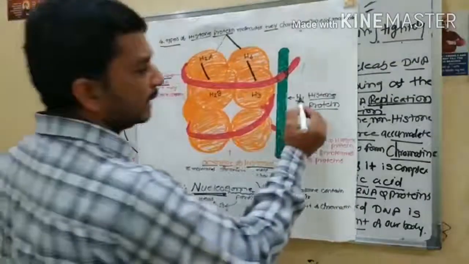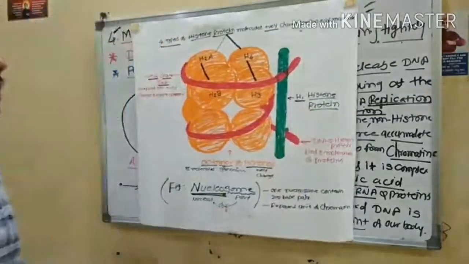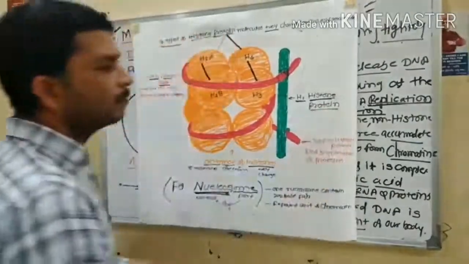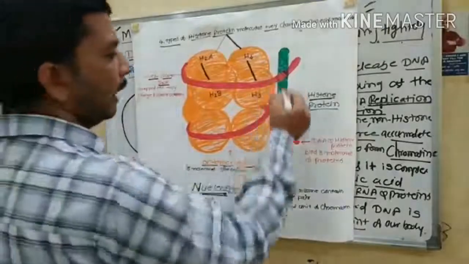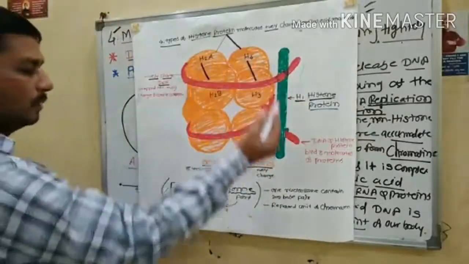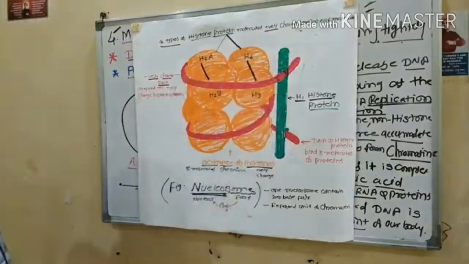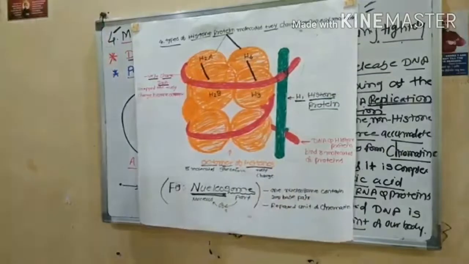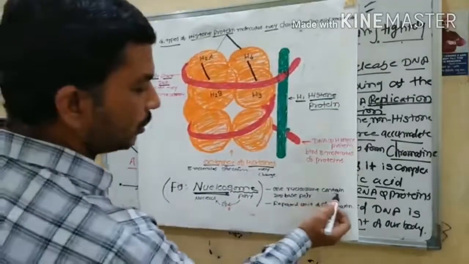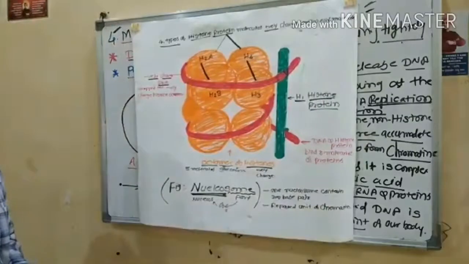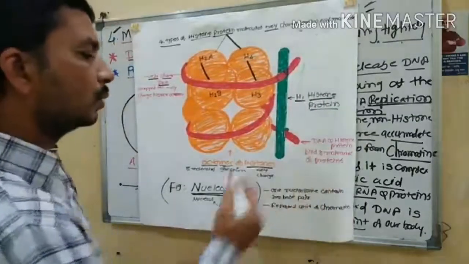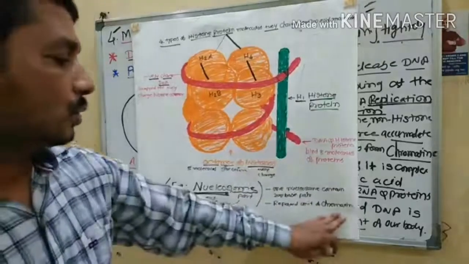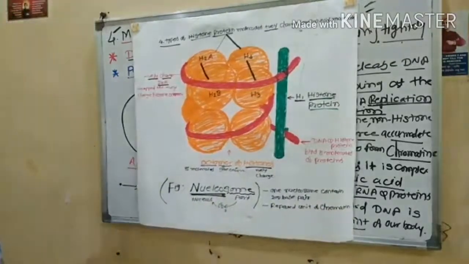Here, one protein, the H1 histone protein, also plays a very important role in binding this structure, in the formation of the nucleosome. Then how does this nucleosome function? One nucleosome contains 200 base pairs, a repeated unit of chromatin.